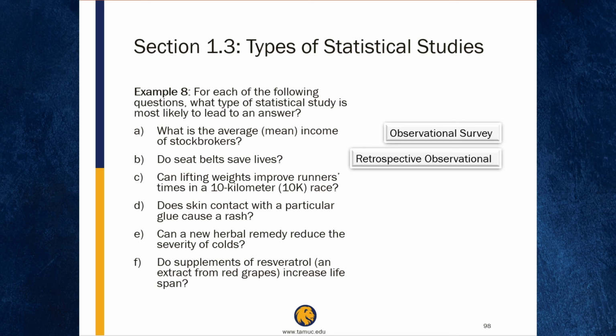So in the next one, it says, can lifting weights improve runners' times in the 10K race? This would be a situation for an experimental study where we have a treatment group which lifts weights and a control group which does not. There's no real way of doing blinding here because everybody's going to know who's lifting weights and who's not. The participants certainly will. So experimental, and no blinding is really necessary there.